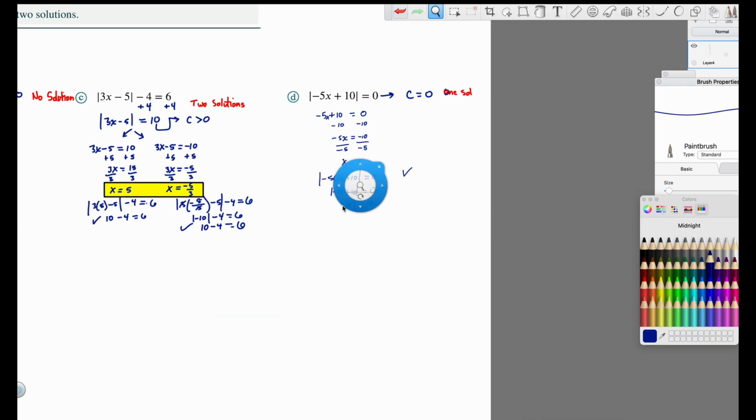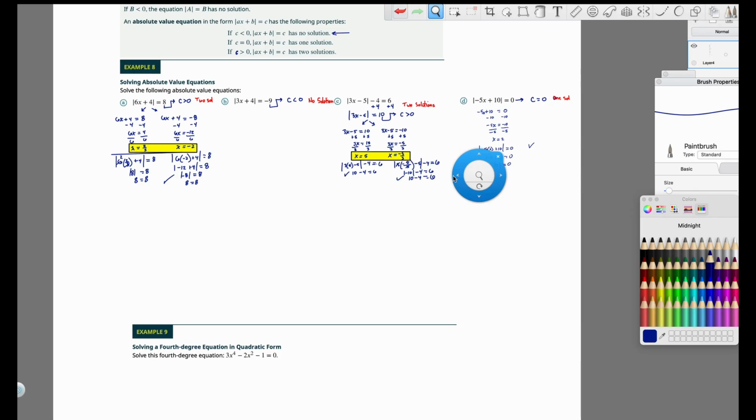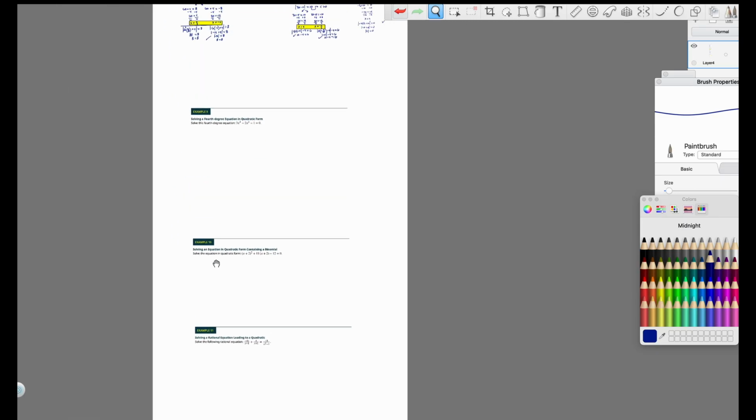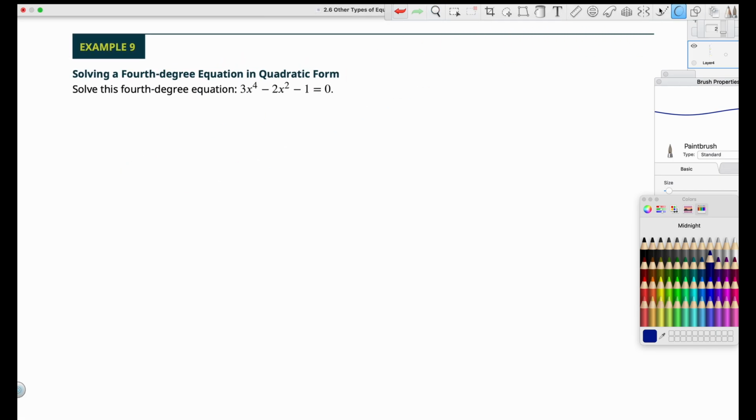All right. So those first 4 examples are done. That's how we solve absolute value equations. Okay. So we've got 3 examples here of solving some other types of equations. This goes under other. Solving a 4th degree equation in quadratic form.